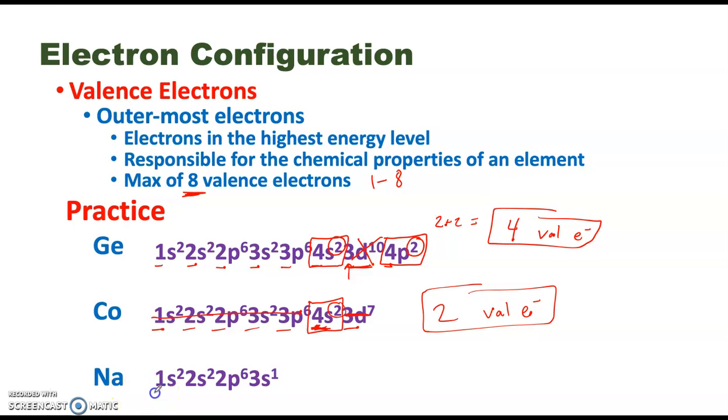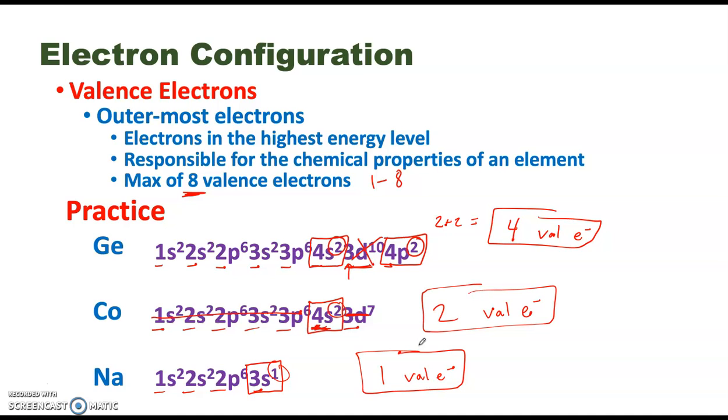Now sodium, I got 1, 2, 2, 3. Well, 3 is my highest energy level. So it's simple. I've got 1 electron there. I've got 1 valence electron. So sodium has 1 valence electron. So that's how you do valence electrons.